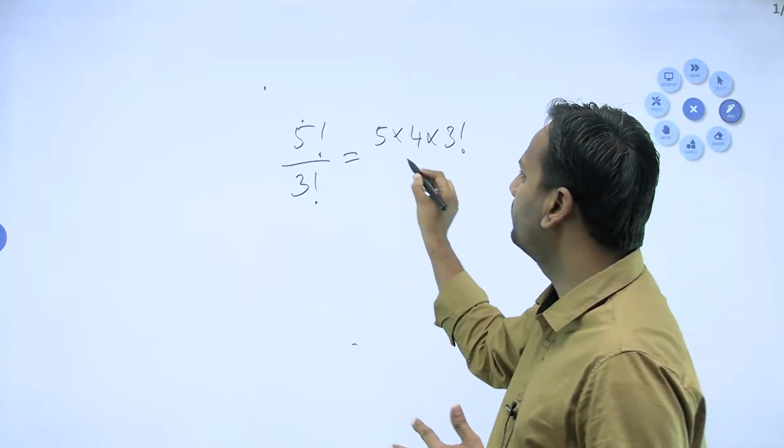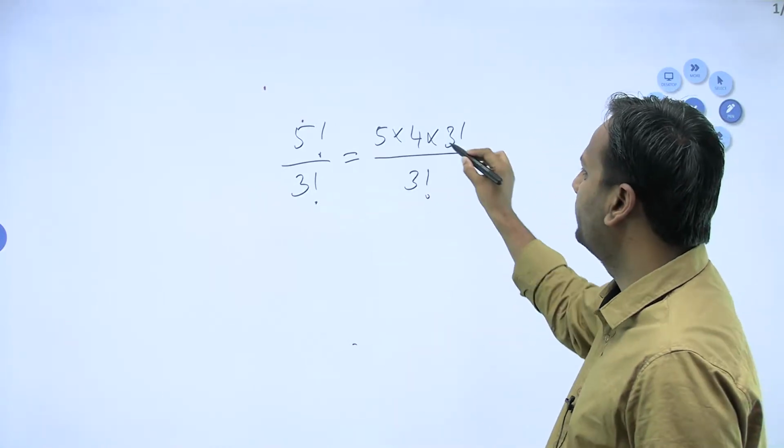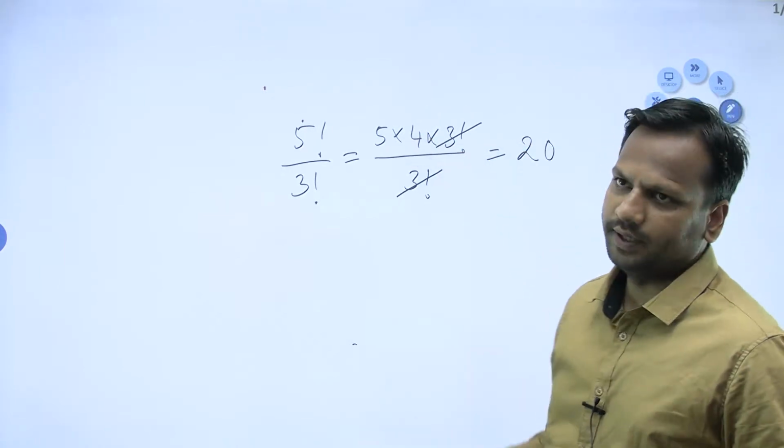Why? Because looking at the denominator, students, I can stop here, right? So what is the answer now? 20. 5 times 4 is 20, right?